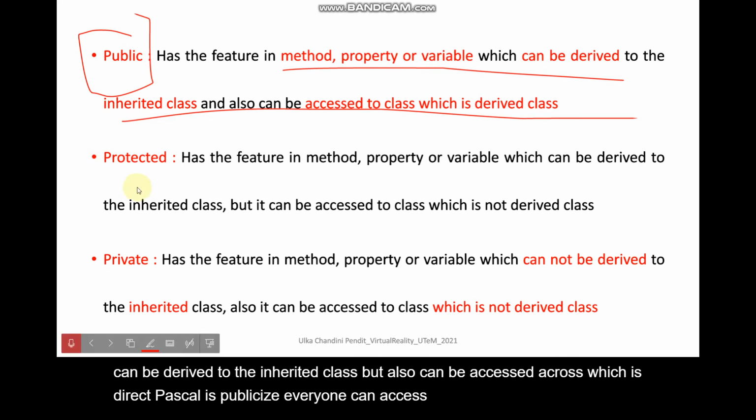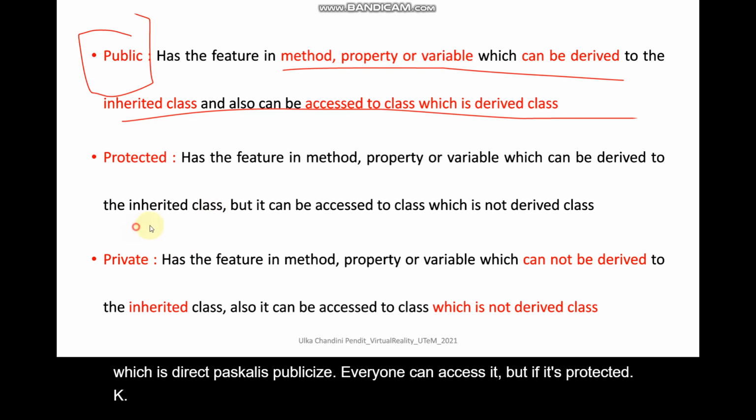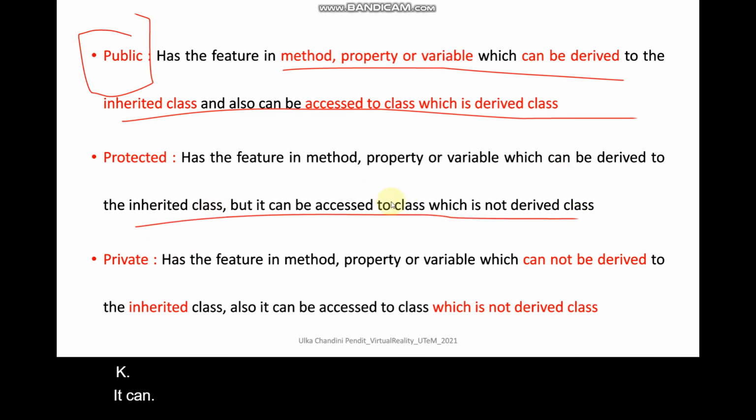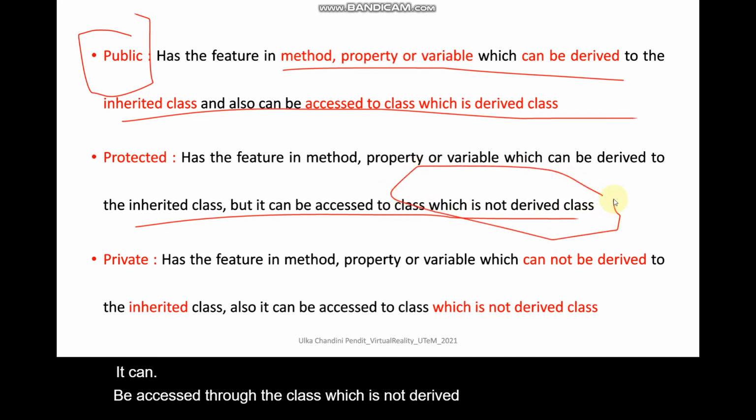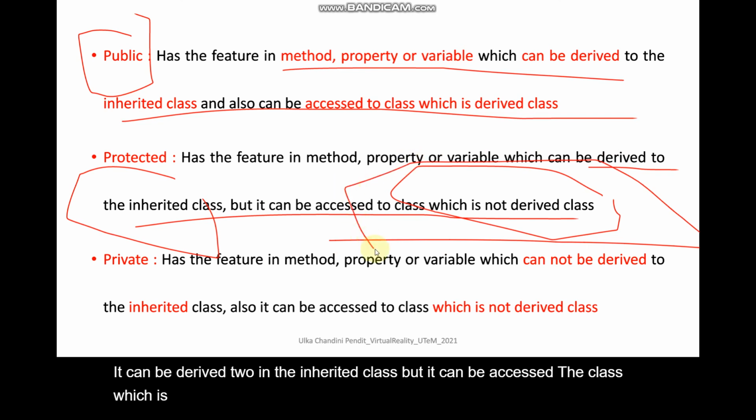But if it's protected, it can be derived to the inherited class, but it cannot be accessed by a class which is not derived from it, so only the base class and its derived classes can access it, since it's protected.